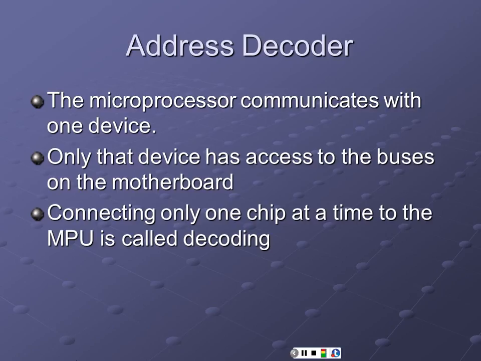The address decoder: the microprocessor can talk to one device at a time. So we're going to kind of play a little game here. Okay. If you have this marker, you can talk. This is the way the PLC does. So only one person is allowed to talk.